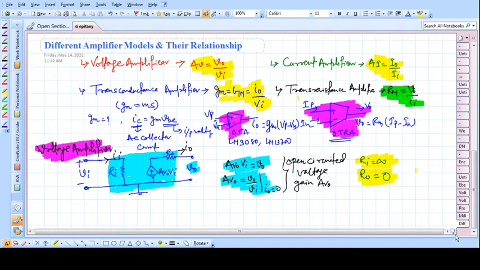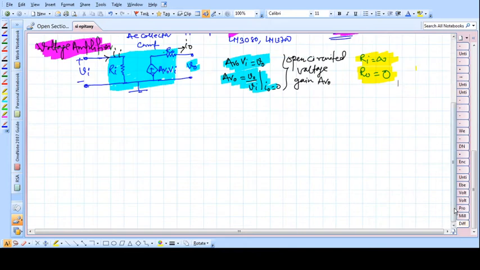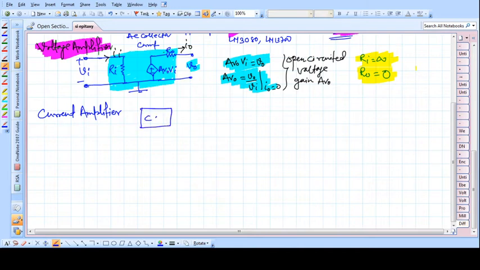So now next, this is the simple voltage amplifier circuit. Now we have to think about the current amplifier. So first write the current amplifier. In this current amplifier, the input goes to some amplifier, say a current amplifier. So the output will be I naught and the input will be Ii.